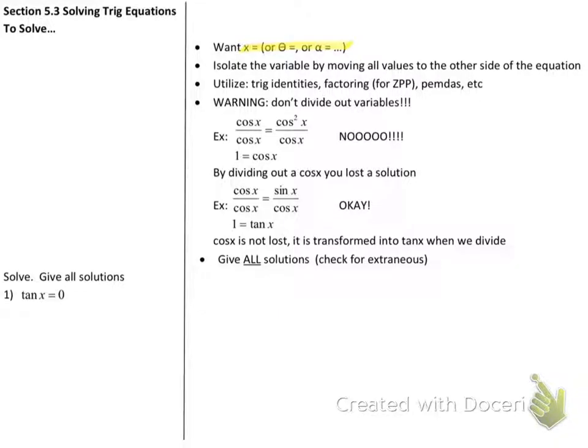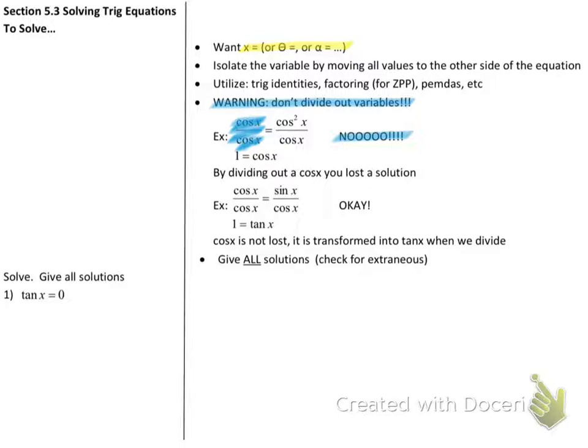One of the big warnings, though, huge warning, is you don't want to accidentally lose an answer. And that can easily happen. So here's the big one. Don't divide out variables at all. Now, if you want to rewrite them using an identity, that's fine. But if you have like sine x equals 3 sine x or half sine x, don't divide the sine x's out. That's bad. You're going to lose them. This is bad. So this is a no. Please, please, please do not attempt to cancel a variable.